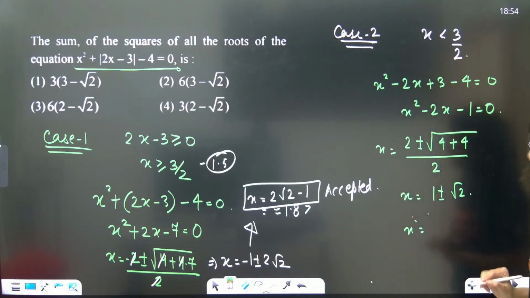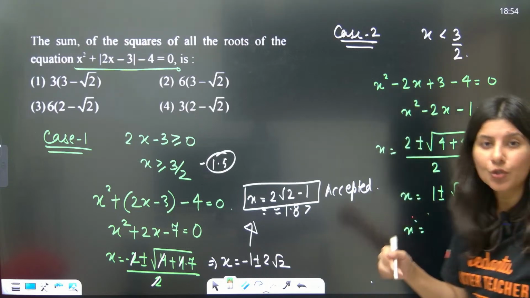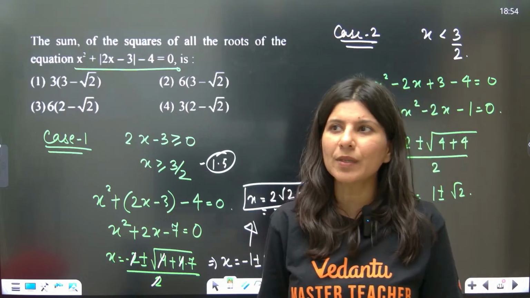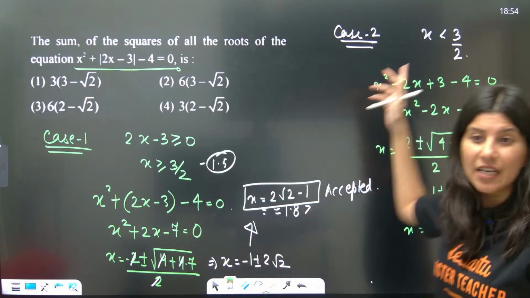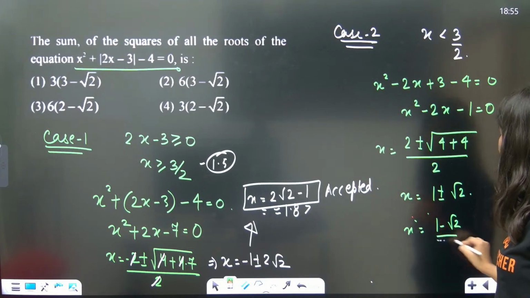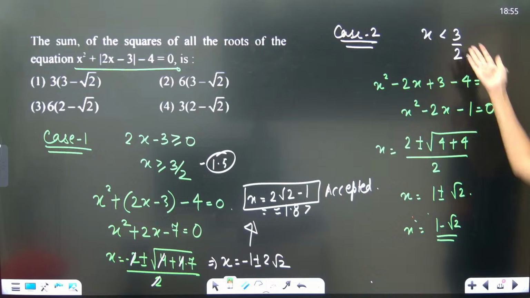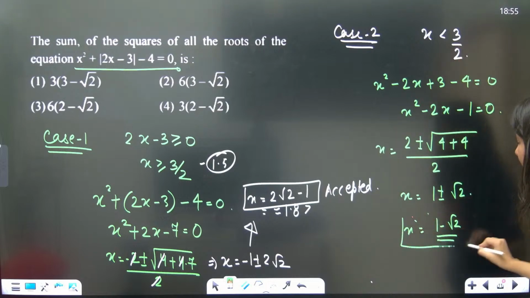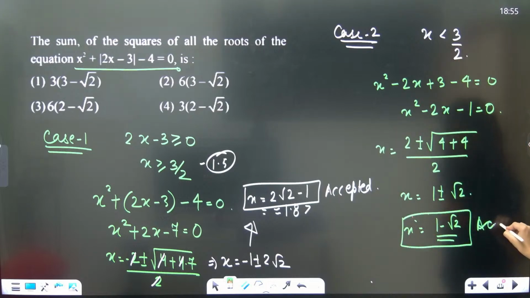So root 2 plus 1. If you talk about root 2 plus 1, the value root 2 plus 1 is 2.4, which is not less than 3 by 2. Reject. 1 minus root 2 is that solution, which is a negative quantity, so that will be less. So this is one solution accepted. This is second solution accepted.